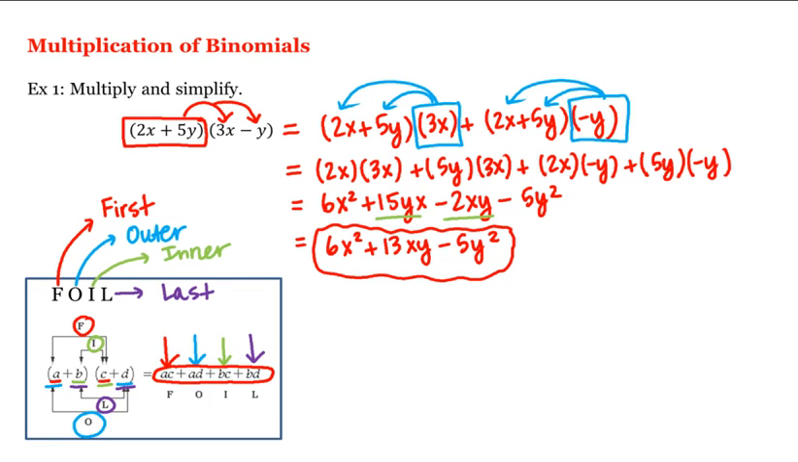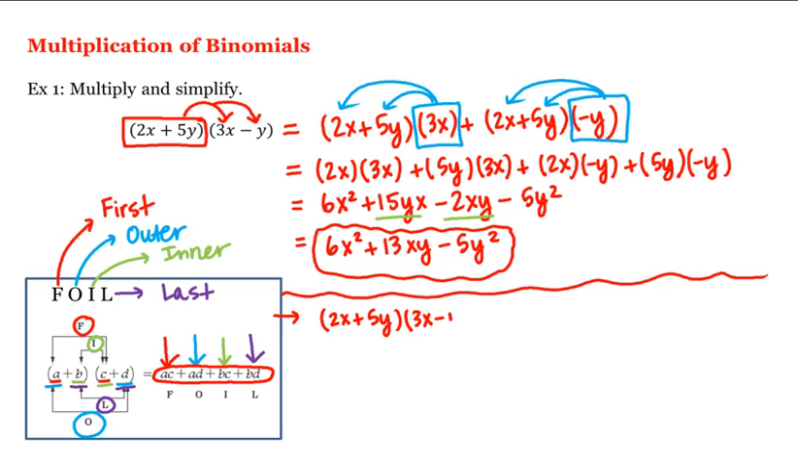So let's apply this method here to see that we get the same answer that we just found. Okay, so we still have this product, 2x plus 5y times 3x minus y. So what is F here? This is the product of the first terms in the two binomials. So 2x times 3x, which is 6x squared. And what about O? O is the product of the outer terms in the two binomials. So 2x times negative y, which is negative 2xy.